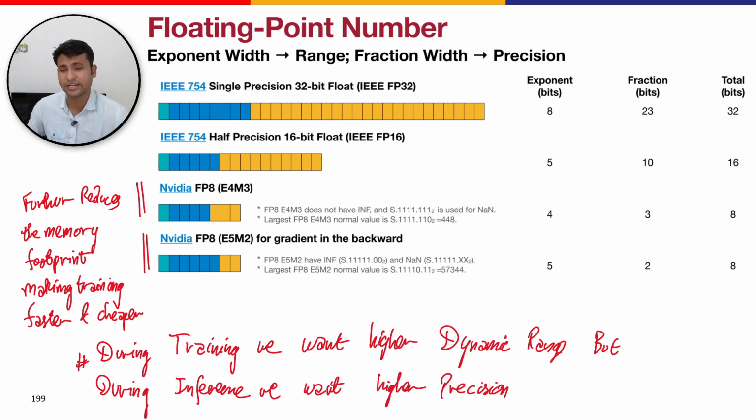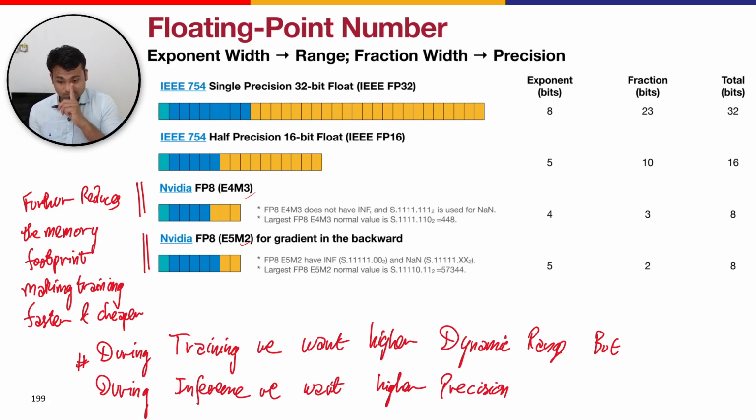Int 8, what is the maximum range you can go? 2 raised to the power 7 minus 1, right? So that's not a very big number. We want to utilize the concept of exponents in order to represent higher values for us to do the calculation and mathematics on. So NVIDIA came up with FP8, 8-bit floating point precision, one they call E4M3 and one they call E5M2.